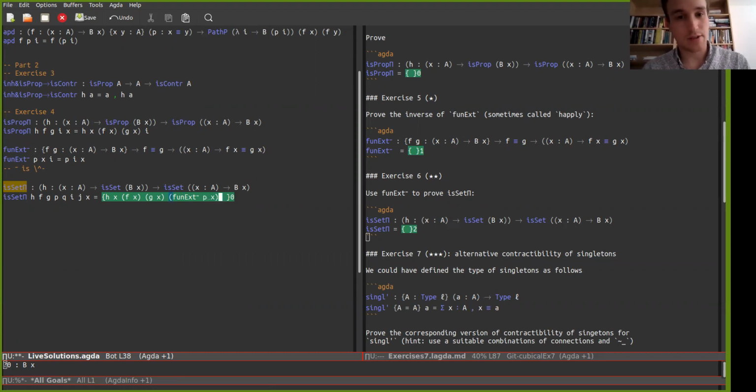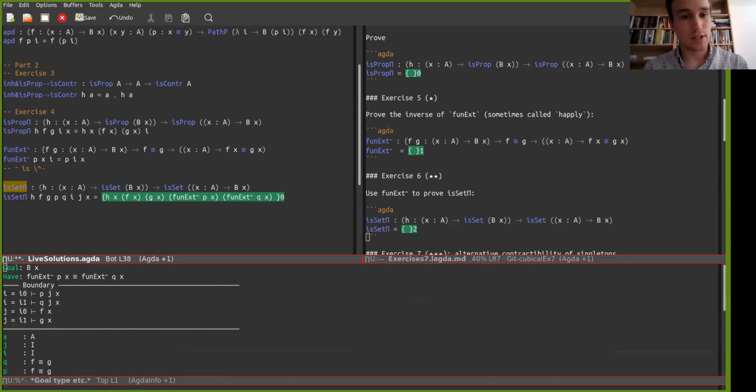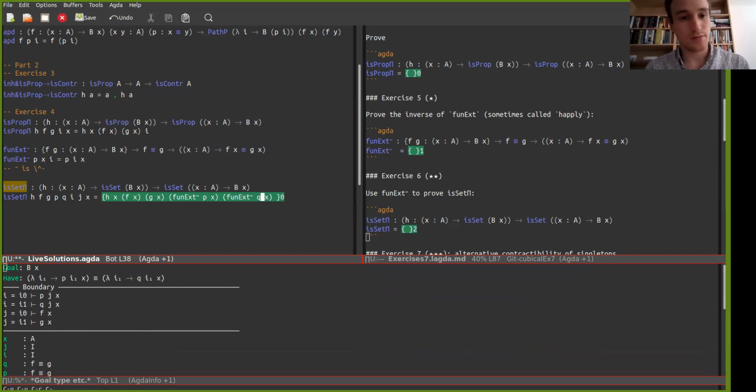Proof that f of x and g of x are equal, or a path between them, and then one more for q. What do we get? Control U, control U, control C, control dot. Okay.